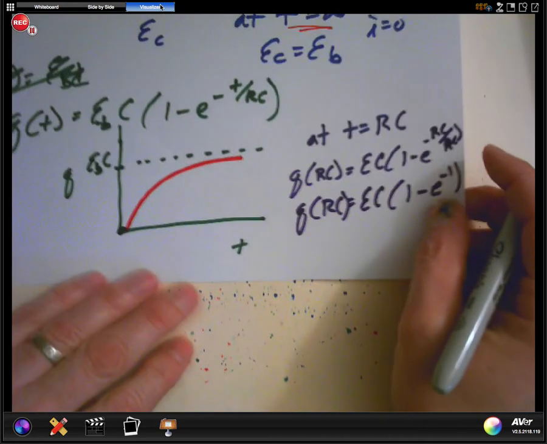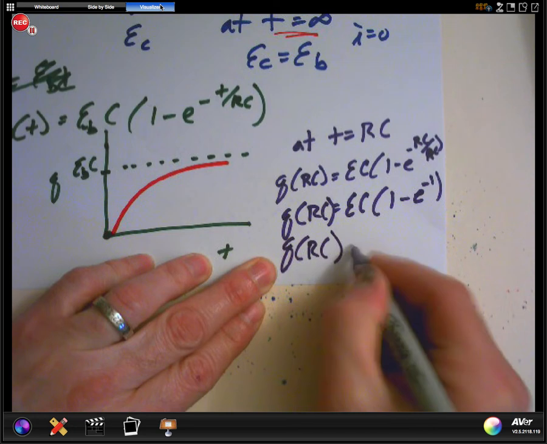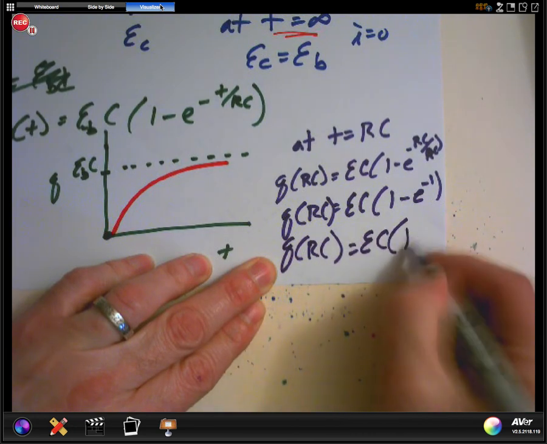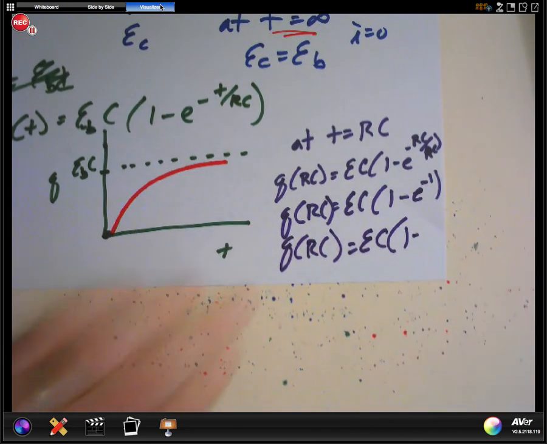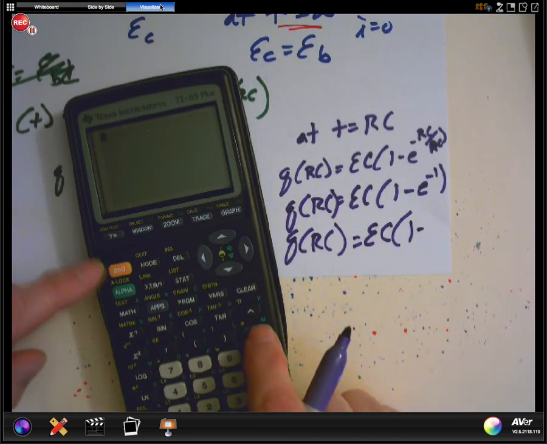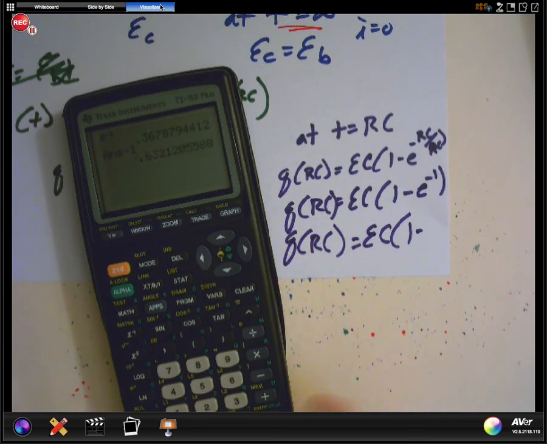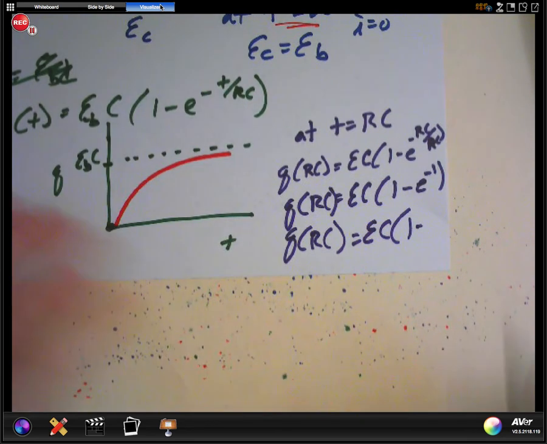Sorry about all the moving around here. And so my Q at RC is equal to epsilon c times 1 minus, well, if I plug into my calculator here, let's see, e to the negative 1, I get the quantity about 0.36. If I subtract that from 1, I get 0.63.